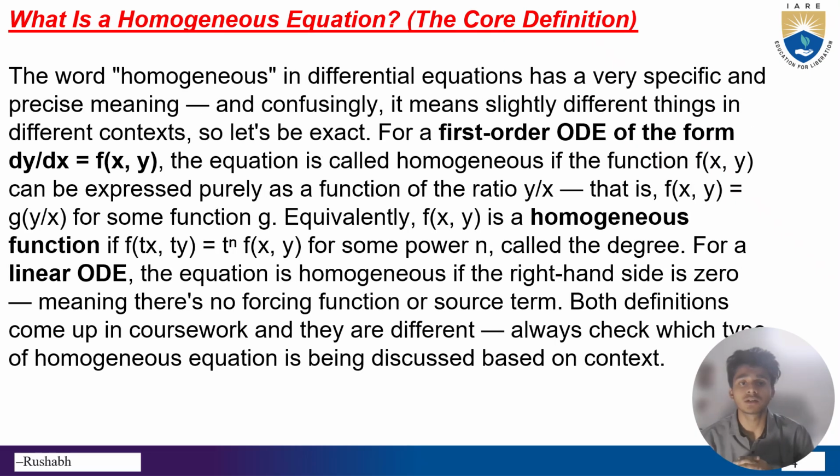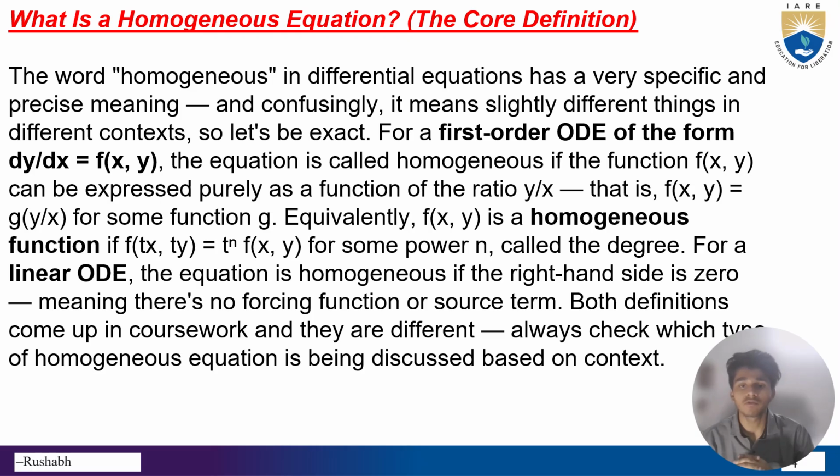In this slide, we are going to discuss what a homogeneous equation is, the core definition in mathematical terminology. The word homogeneous in differential equations has a very specific and precise meaning, and confusingly it means slightly different things in different contexts. So let's be exact. For a first order ODE of the form dy/dx = f(x,y), the equation is called homogeneous if the function f(x,y) can be expressed purely as a function of the ratio y/x, that is, f(x,y) = g(y/x) for some function g.